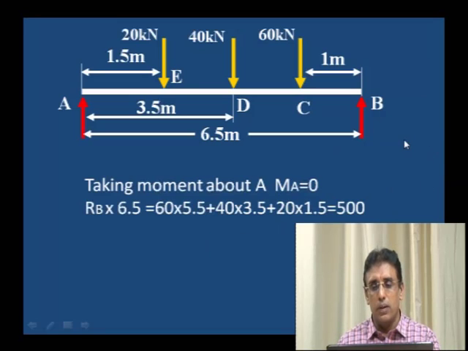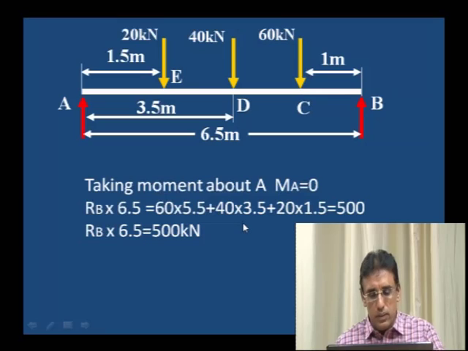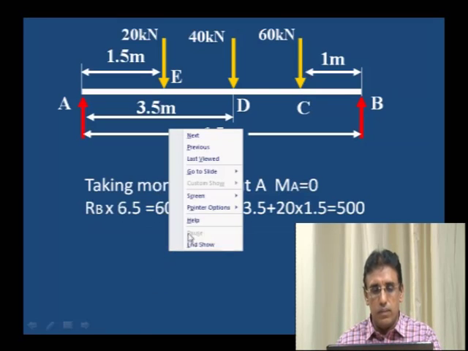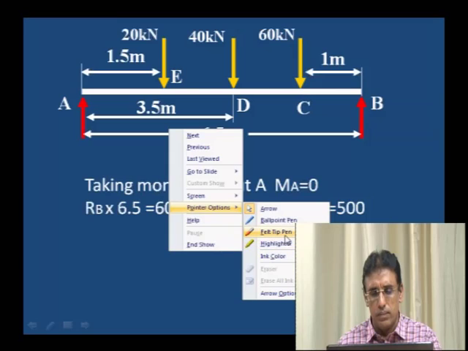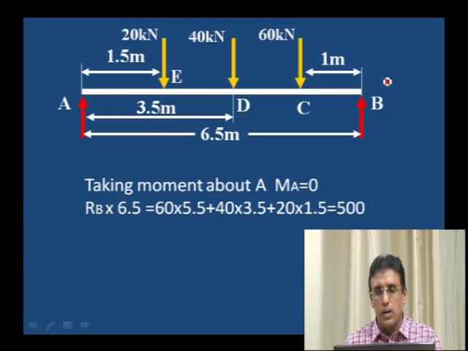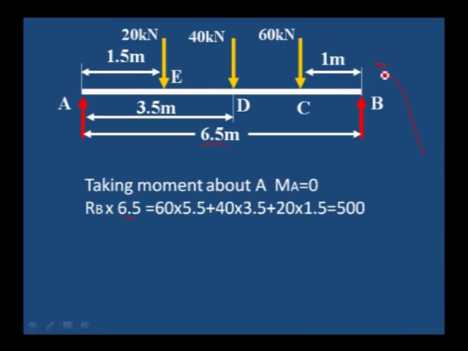Now just observe, RB is the value we needed. RB into distance is 6.5 meter. This is anti-clockwise, positive, and all other moments are negative. That is why all the negative moments we have transferred to the right hand side. If we write here minus 60 into 5, instead of that one I have transferred to the right hand side.